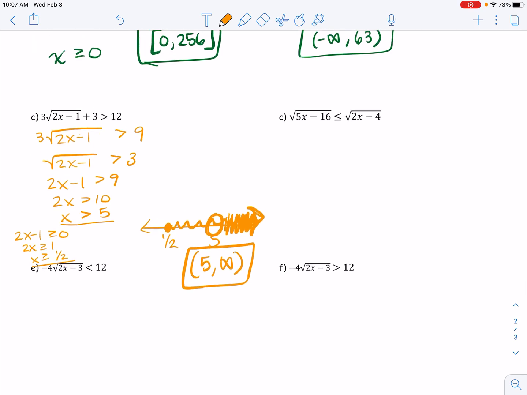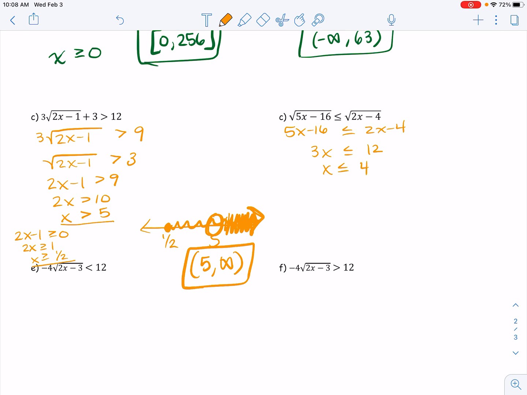And then let's look at C. On C, we have our square roots isolated, and they're actually isolated on both sides, but because we have it on both sides, we need to square both sides, which is going to be nice, though, because when I square the left, I just get my 5x minus 16, and when I square the right, I just get my 2x minus 4. And so now I just put x's on one side, numbers on the other. So subtracting that 2x, I get 3x. Adding that 16, I get 12. Divide by 3, I get that.